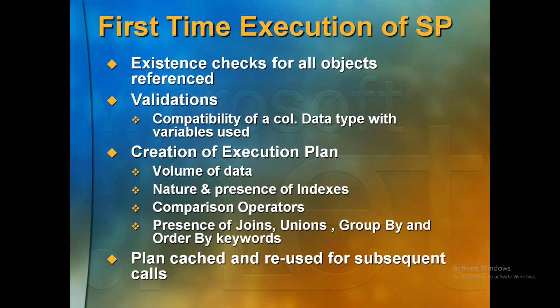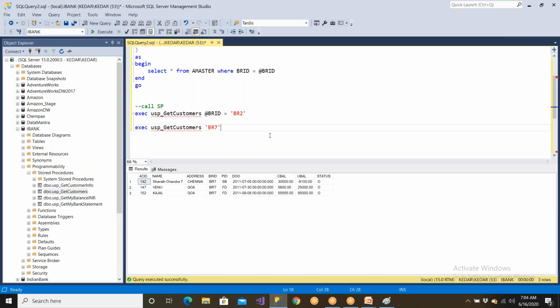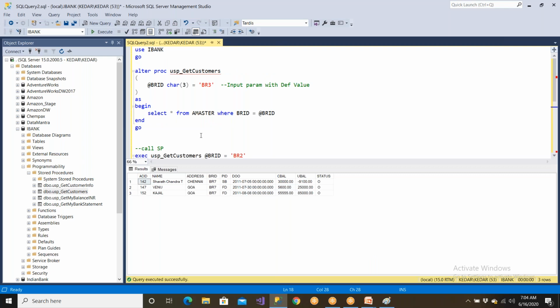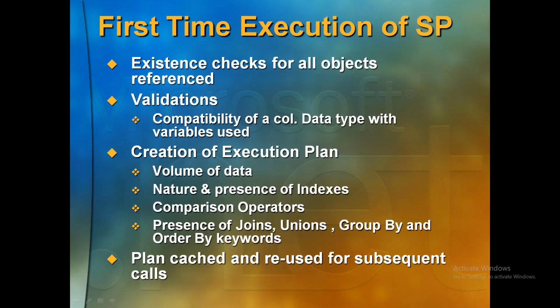Existence checks for all objects referenced. I told you, whatever stored proc you have created, whatever objects you have used inside the stored proc, a table could be an object, or a column could be an object. Everything will be referenced, and it is going to check whether it is there or not. Clear? At the time of creation, the stored procedure is not going to verify whether the account master table exists or not. That's what we discussed yesterday. The feature is called deferred name resolution, right?